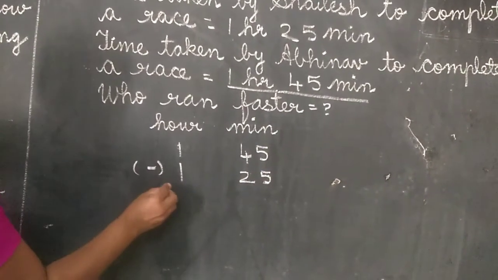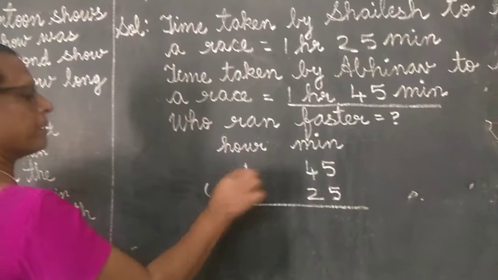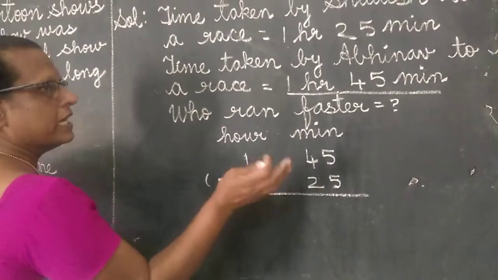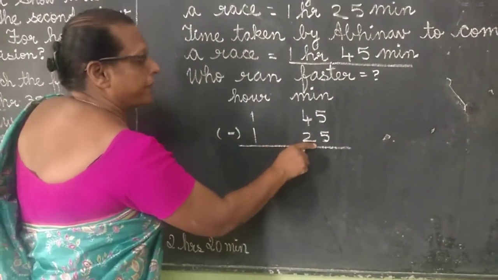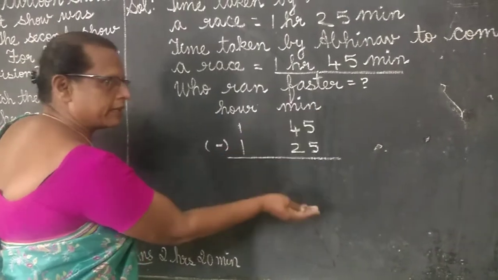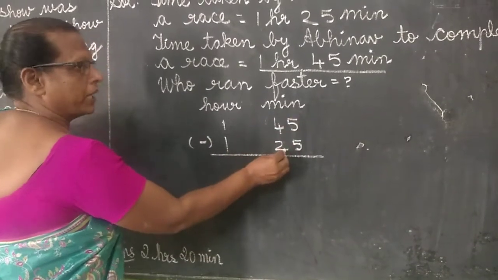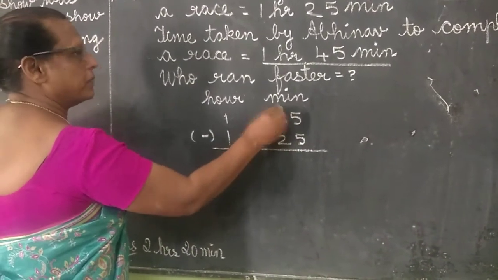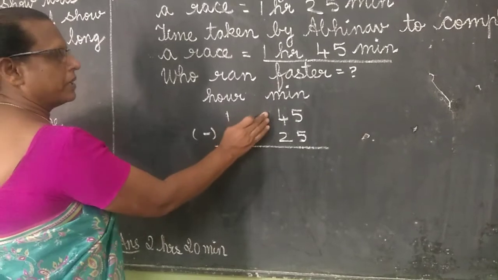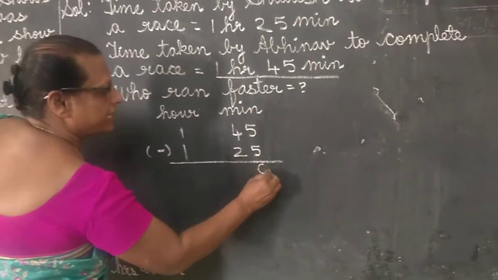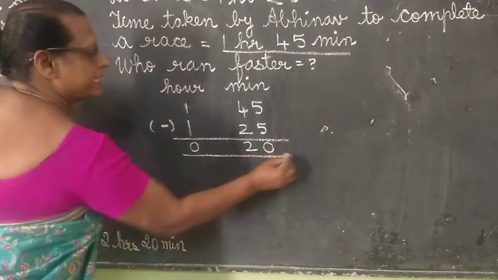So children, here also you listen carefully. It's not like normal subtraction, but this sum is very easy. Yesterday in the Thursday Zoom class I taught you, isn't it? When the lower number is lesser than the upper number, you can directly subtract. But when the upper number is smaller, you have to borrow. Here the upper number is bigger, so 5 minus 5, 0; 4 minus 2, 2; and 1 minus 1, 0. So this sum is very easy.